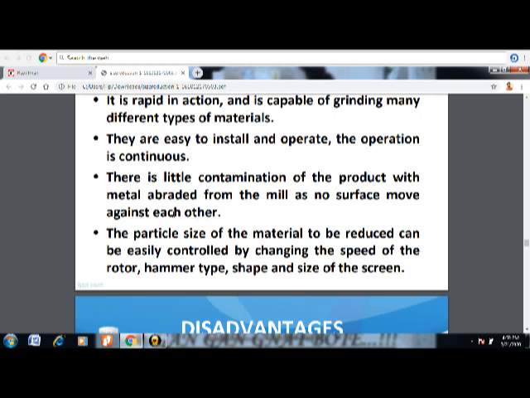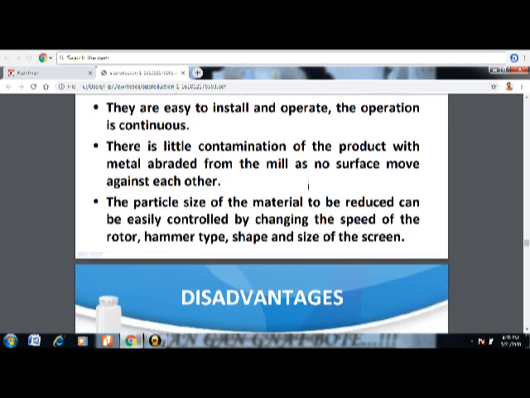Generally, when objects are coming from two opposite sides, there may be chances of abrasion, and contamination can happen there. But as here no surface moves against each other, there will not be any contamination of the product. Metal will be as it is. There will not be abrasion of the metal.